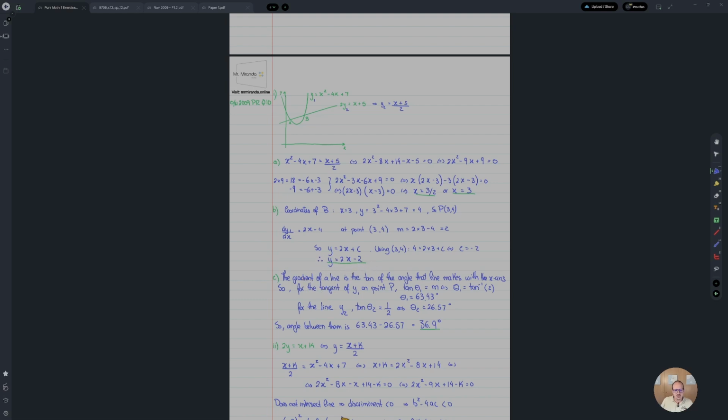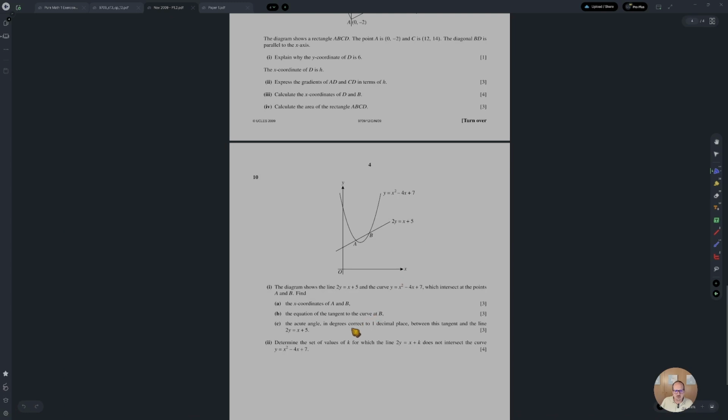Then the gradient, the angle between, let's look at it again. The angle between the tangent that you just did and this line. Don't forget, you have here a straight line, the tangent at point P, and this one. So you want this angle over here. How do you get that?